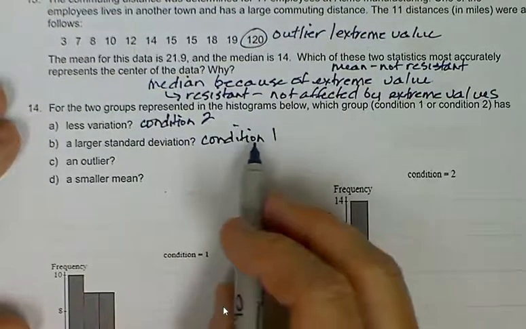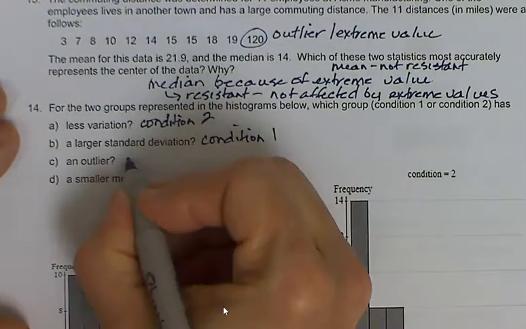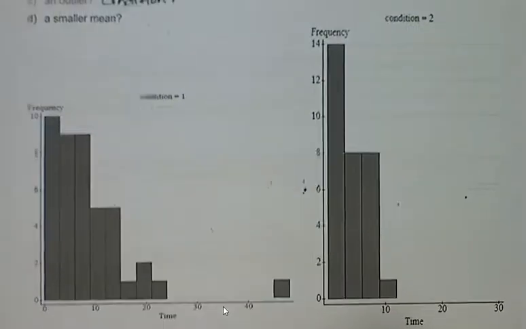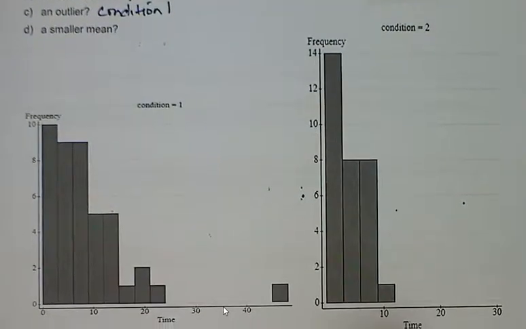Now we already talked about the condition 1 group having an outlier. Now let's look at which group would have a smaller mean. Remember that the mean is affected by extreme values. The fact that this group has this extreme value way out here, that would actually add a lot on to the value of the mean.